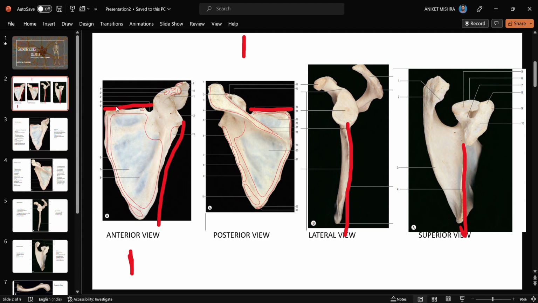When we talk about the medial border, this one is the medial border, which lies toward the midline of the body or toward the vertebral column. These are the three borders of the scapula. Now let us look at the superior border.